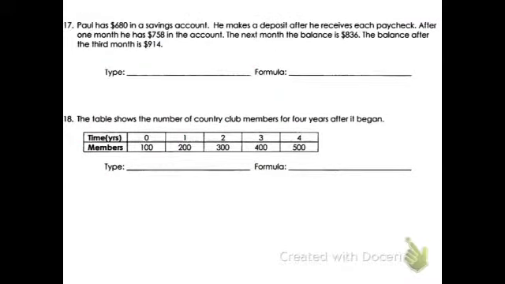Let's get 17's on this next one. So Paul has $680 in his savings account, makes a deposit after he receives each paycheck. After 1 month, he has $758 in the account. Next month, it's $836, and the third month, $914. So really, our sequence is that number, that number, that number, that number, and if you notice, he's adding each time. So this one's going to be an arithmetic sequence.